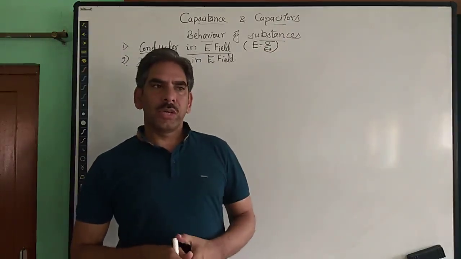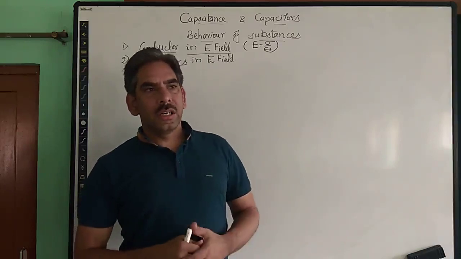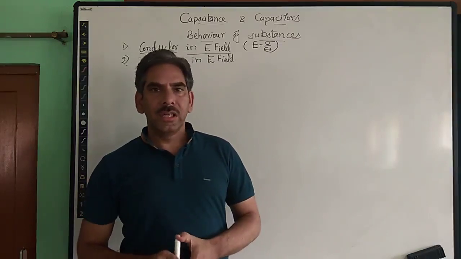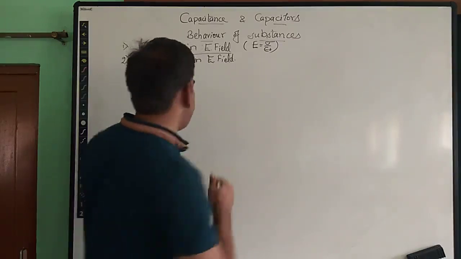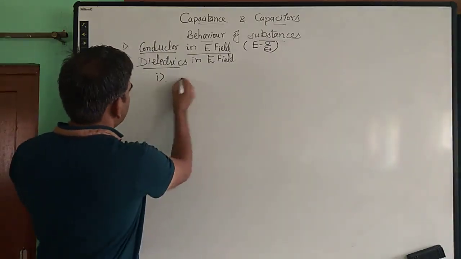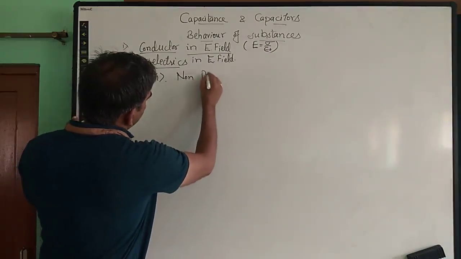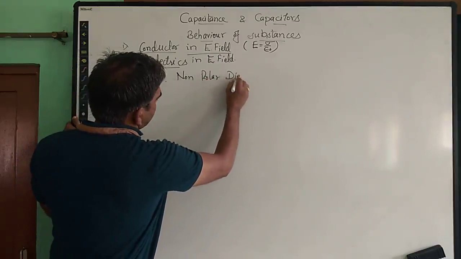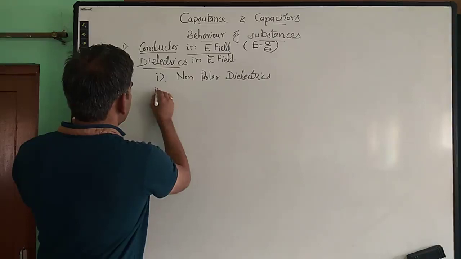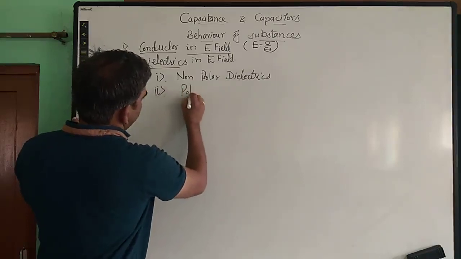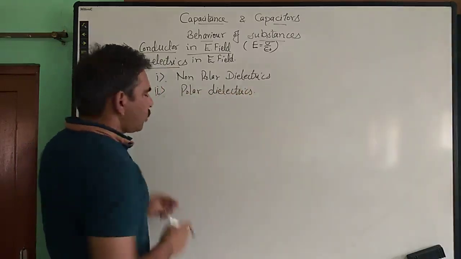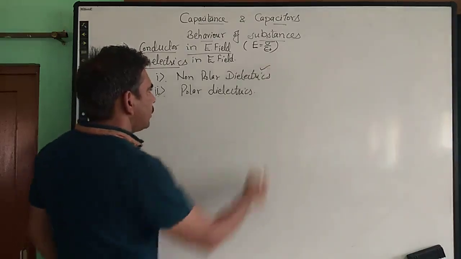Now we will discuss what happens to a dielectric, which is an insulator, whenever it is subjected to some external electric field. For that I just want to make a few things clear. There are two kinds of dielectrics: non-polar dielectrics and polar dielectrics. So what are non-polar and polar dielectrics? Let me try to explain this first.